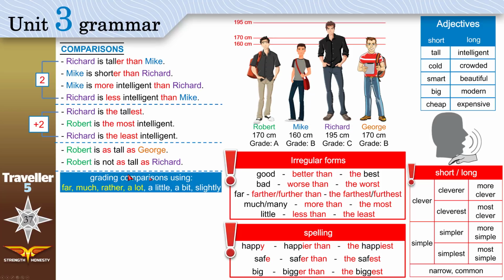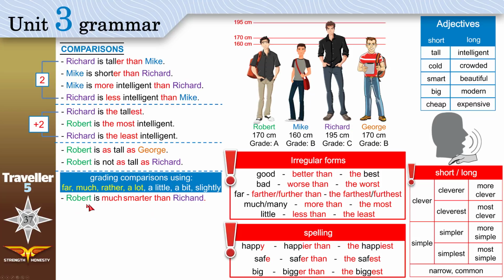This is the new thing. Grading comparisons. What do we mean by this? Look, Robert is smarter than Richard. Yes, grade A, grade C. Robert is smarter. What we can do is grade our comparisons. How?